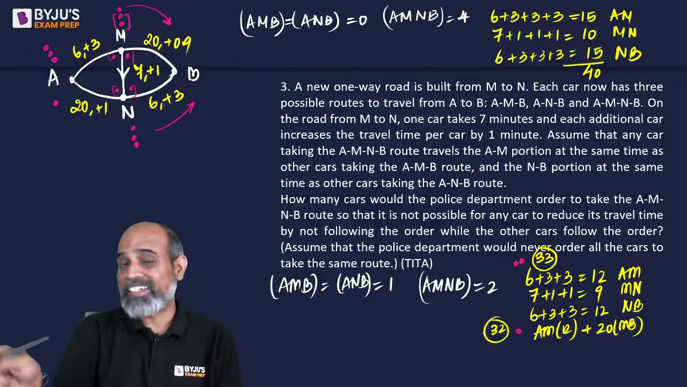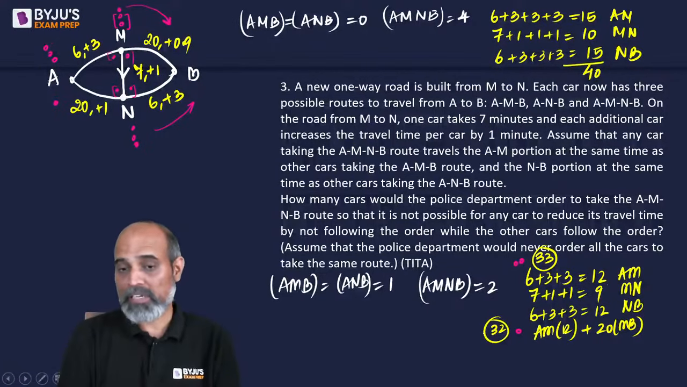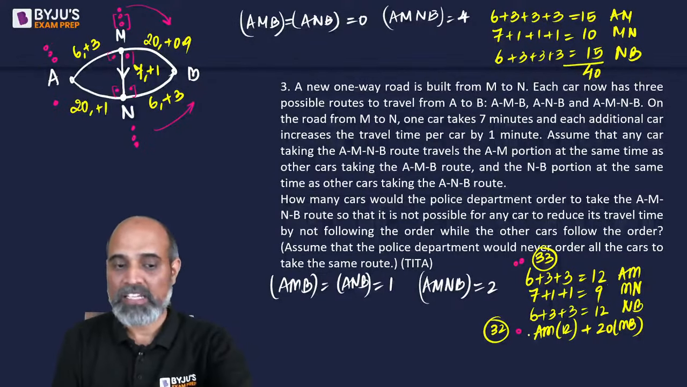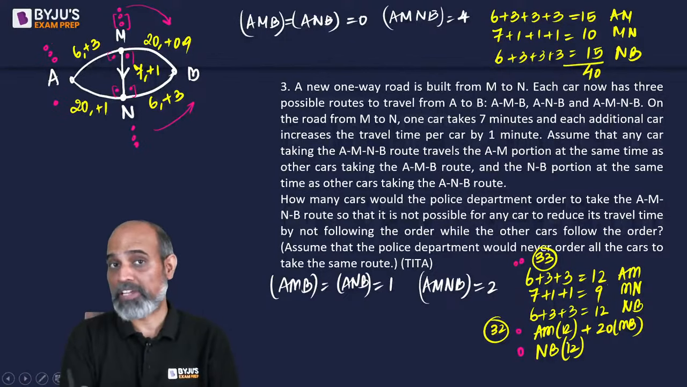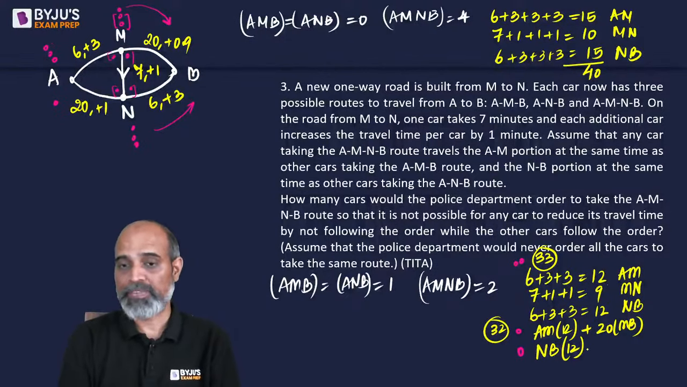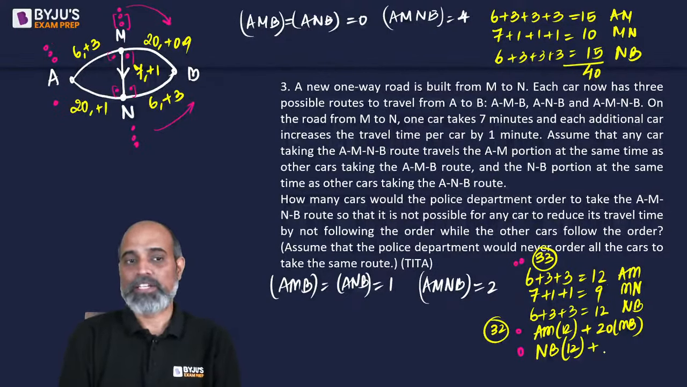What about the car that takes the bottom route, A and B? There is a single car that is going to take that route, isn't it? So this car is going to take 12 minutes to cover the NB route. Why 12 minutes? Because it's not traveling alone. There will be 2 cars joining them. And then it will take the initial 20 minutes to cover the AN path, which is the same as 32.